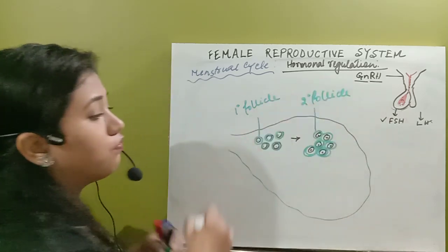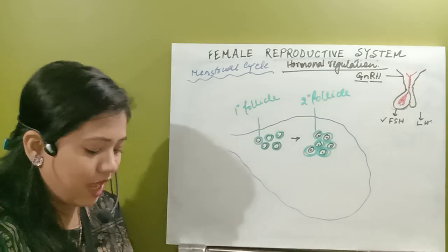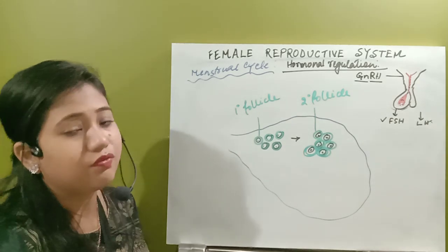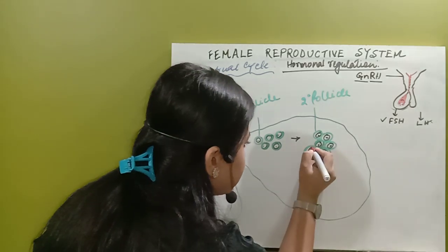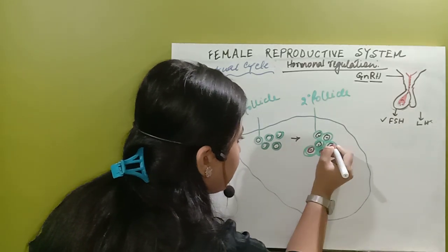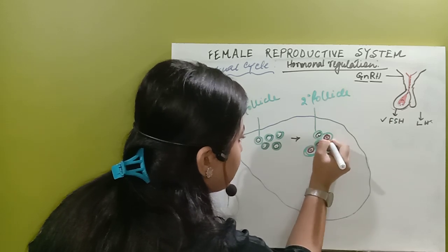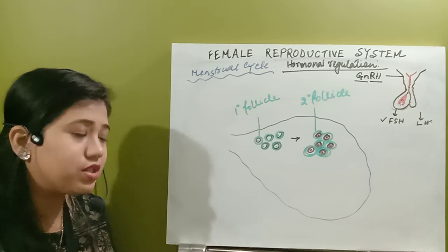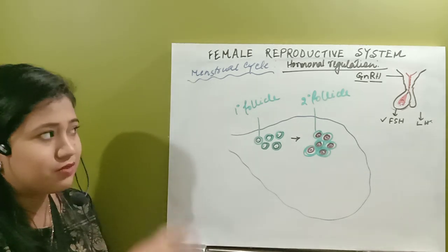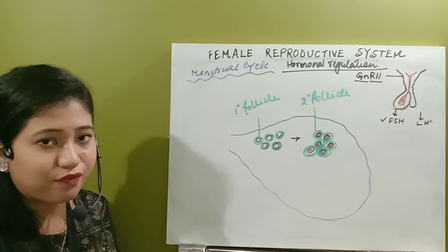Also, we should know one very important thing, that around this primary oocyte another non-cellular layer will start to develop, that is known as the zona pellucida layer. So this zona pellucida layer will be formed in this phase also. This is the secondary follicle.